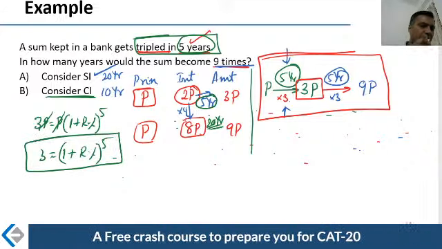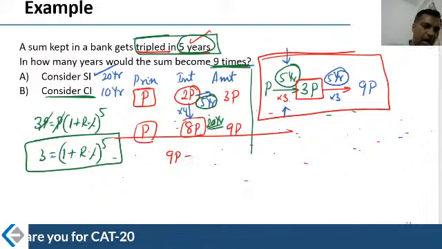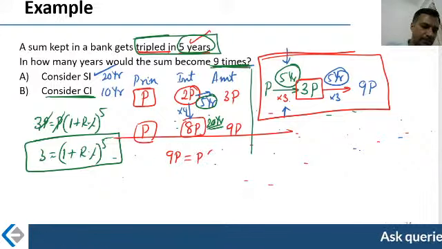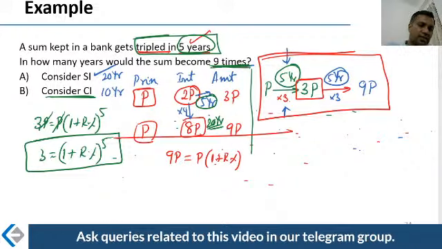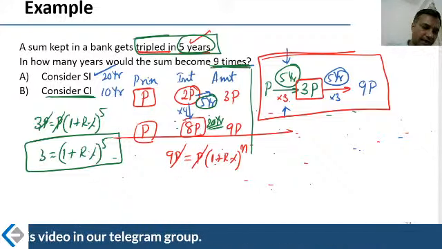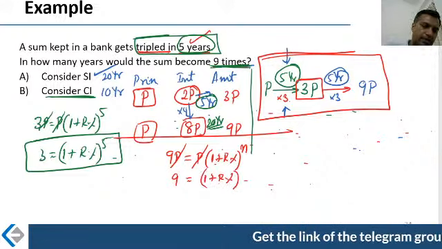Conclusion. Keep it. What does the author want? 9 times. Go to the question step. The sum should become 9 times, so the author's expectation is 9p. Amount is equal to principal times 1 plus r percent raised to power n, since he is asking how many years. P and P cancel. Therefore, 9 is equal to 1 plus r percent raised to power n.